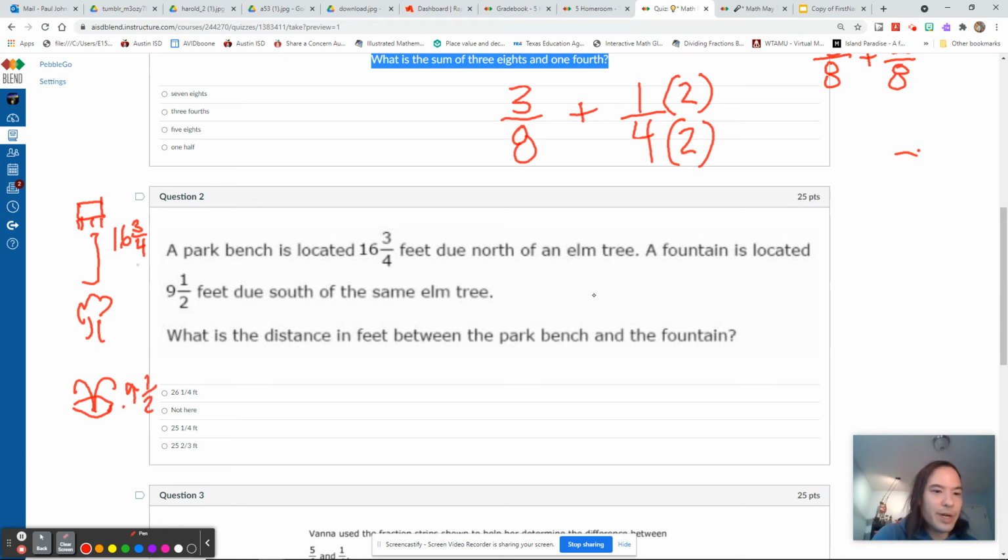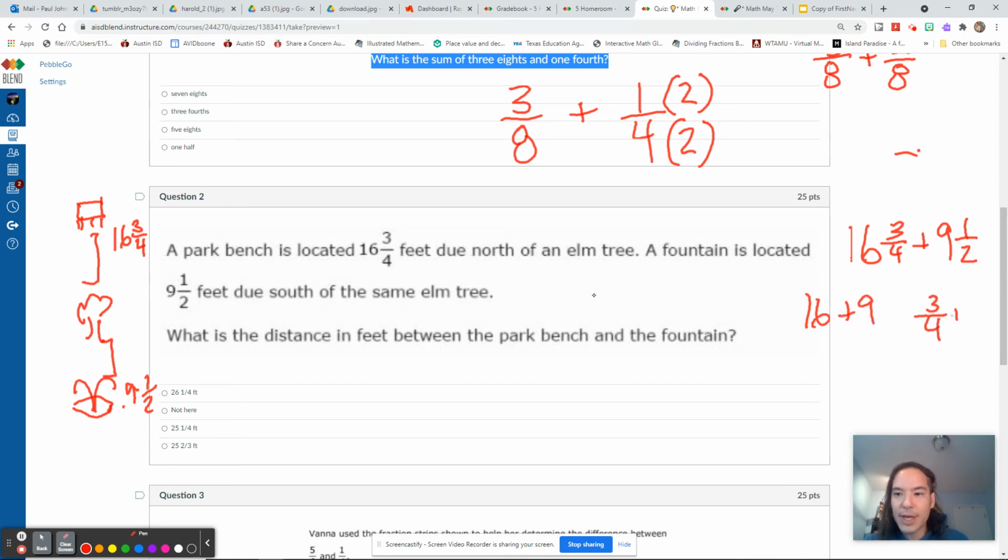All right, so we're trying to figure out the distance between the two. So what we're going to do is take 16 3/4 and add 9 1/2. This is one of those situations where you can pull apart the whole numbers, 16 plus 9, and then add the fractions. So obviously you're going to need to find a common denominator over here.